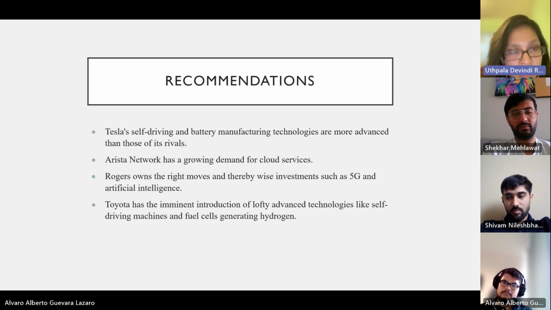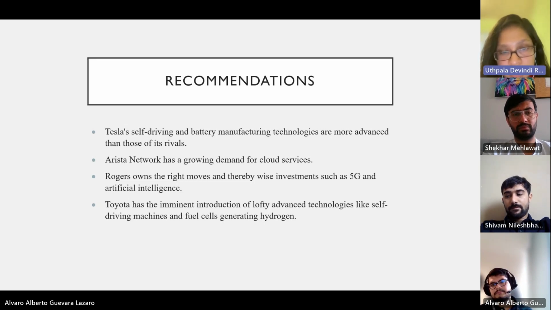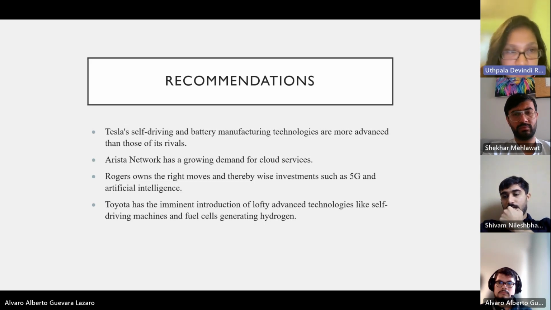The next one is Toyota. It is another company worth considering with its imminent introduction of advanced technology such as self-driving machines and fuel cells that generate hydrogen. Those advancements have the potential to revolutionize the automobile industry. As a global leader in this industry, Toyota's investment in those areas can provide significant long-term growth opportunities. Next slide, please.